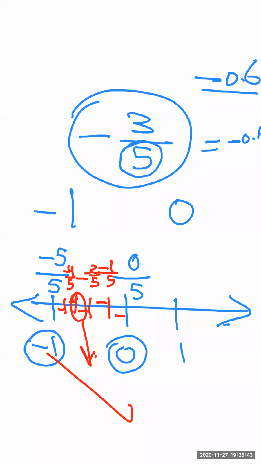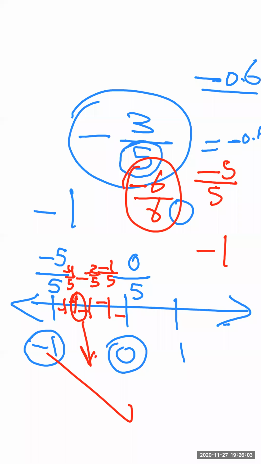Mister, how do you know -1 is -5 over 5? This is a very strange question. -1 means -5 over 5, means -6 over 6, means any number divided by itself, right?